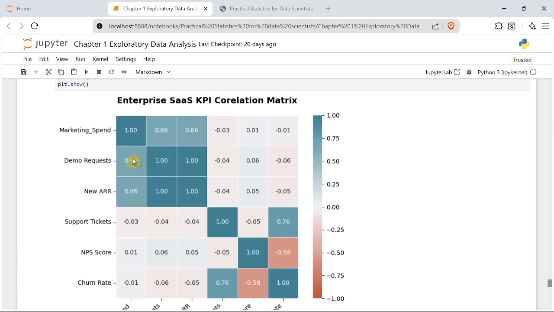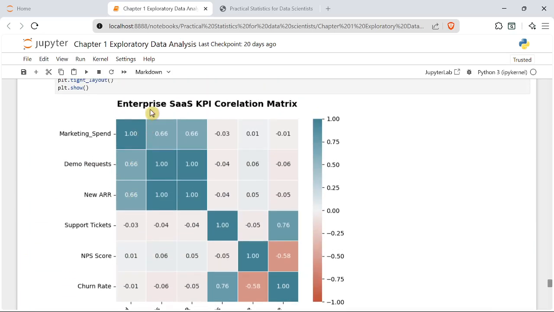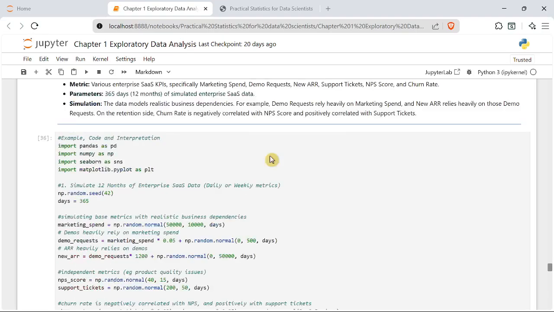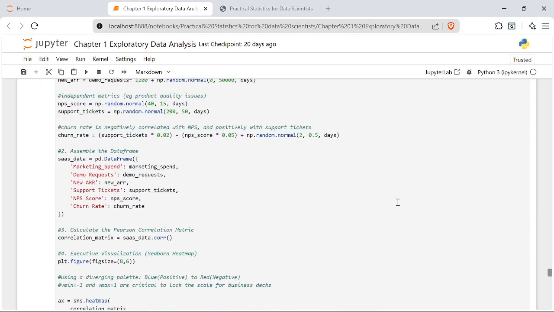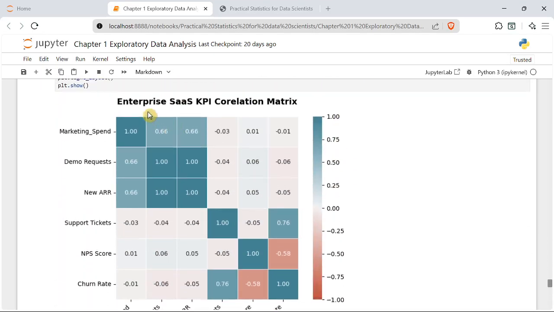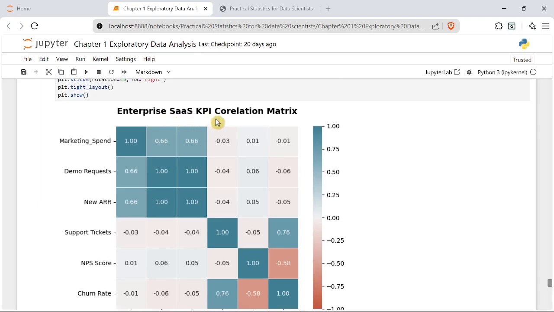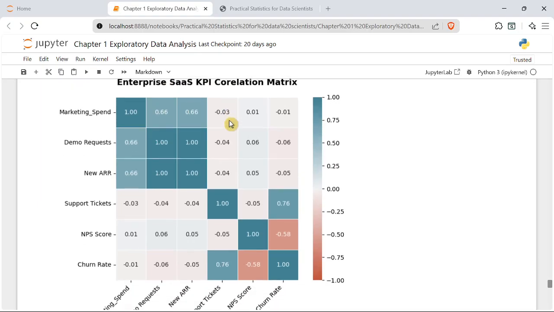Okay, we finally have our enterprise SaaS KPI correlation matrix. We needed to find out: are our marketing dollars actually driving closed revenue, and what operational factors are most responsible for driving our customer churn?